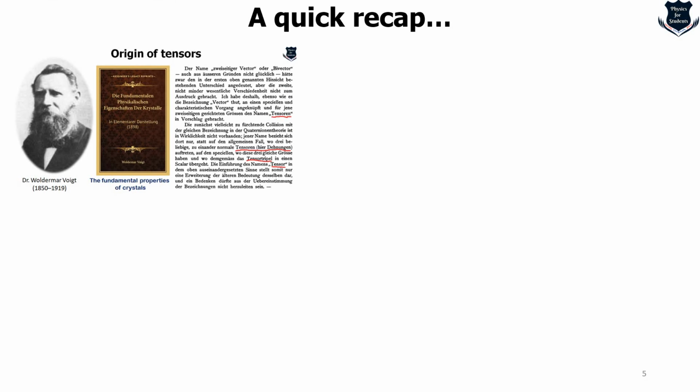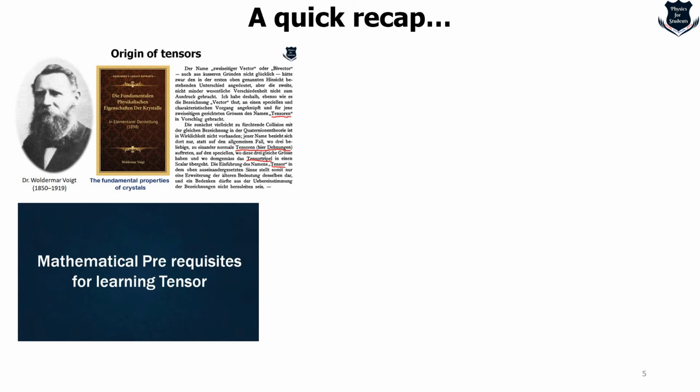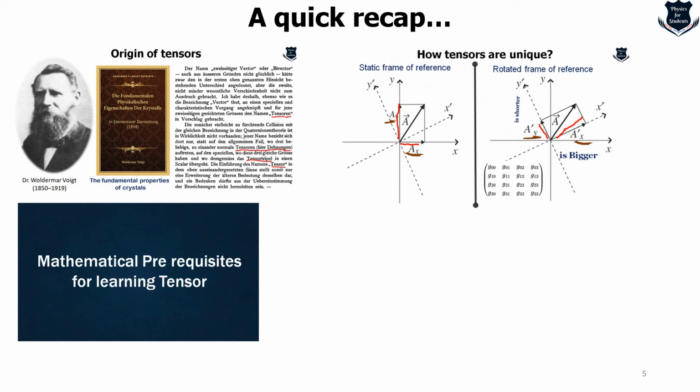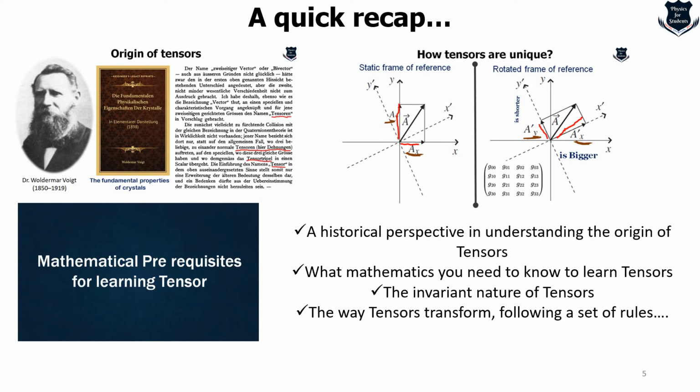We also learned the origin of tensors, coming from Dr. Woldemar Voigt, who studied tensors while doing a lot of research on crystals, or crystallography. We learned the mathematical prerequisites of a tensor. We saw that in spite of the frame of reference being static or rotated, the measurement of the vector is always done in a nice fashion. However, the coordinates actually change. So the way the tensors transform is a set of rules.